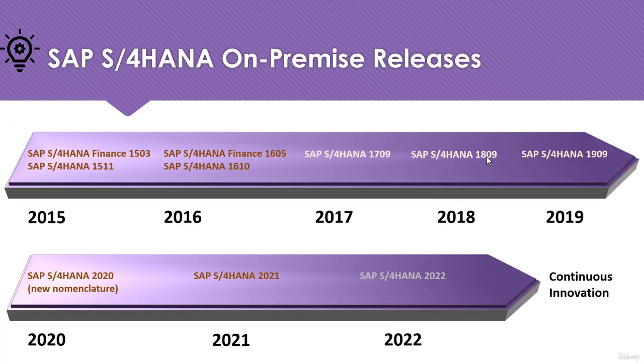and the same 2018 version was released in September 2018. Then in 2020, a new nomenclature was introduced by SAP for the version, as 2020. So it was switched from year and month to year only. As you can see, 2020, and then 2021, then 2022. And SAP is continuously introducing new innovation in its new releases.